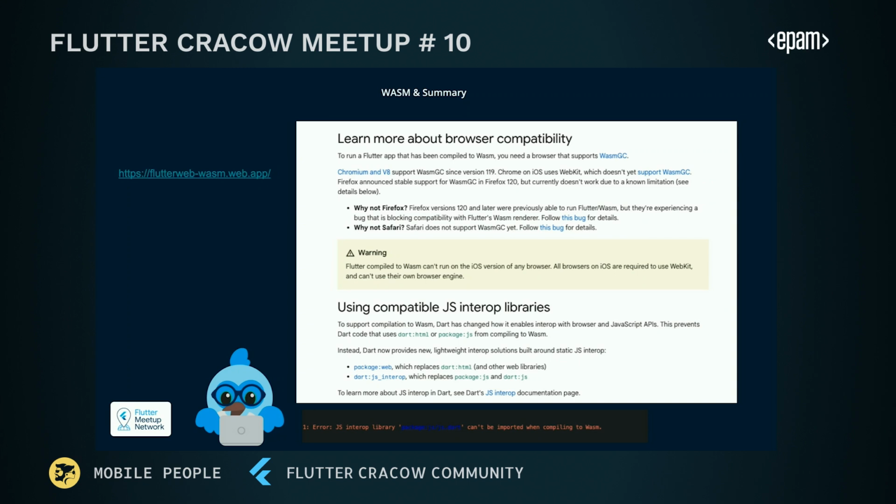Firefox, I think, has like 3% of the market, so maybe not that big, but Safari, I guess, is a bigger issue. If you want to make your app supported with this Wasm, it wasn't that hard actually, because you just need to switch to use those two packages. There's the package web, which replaces dart:html, and the JS interop, which replaces package:js.